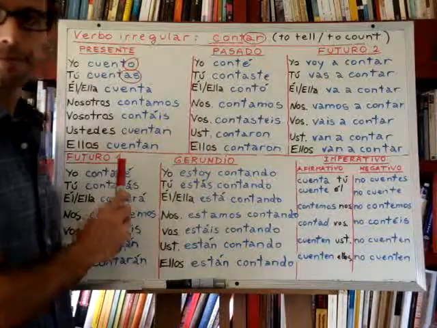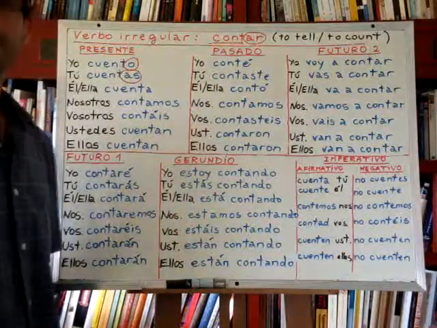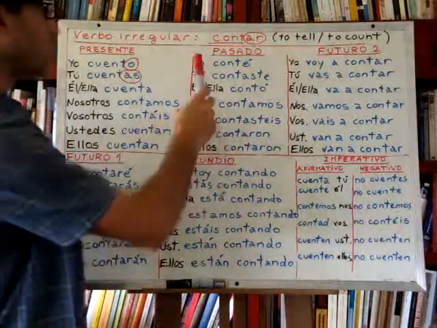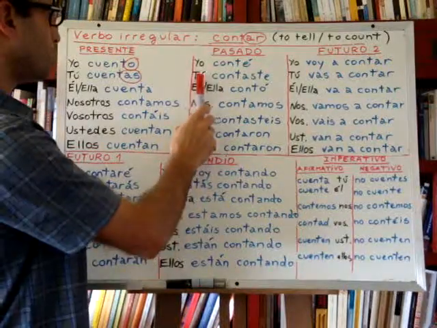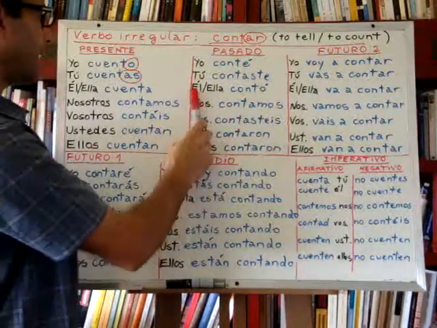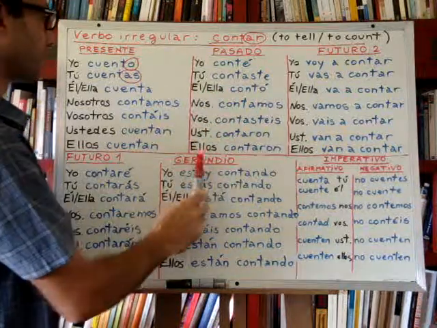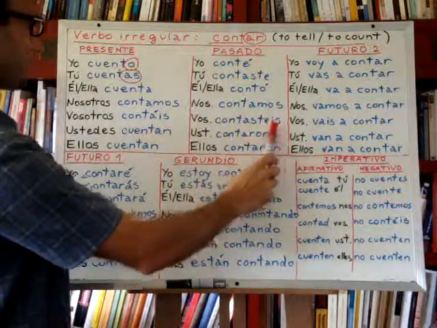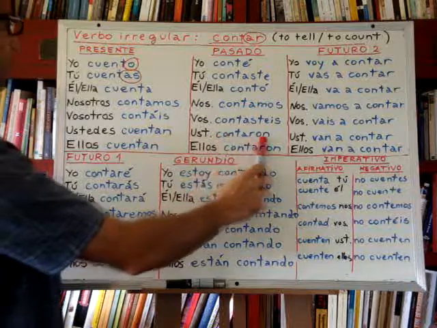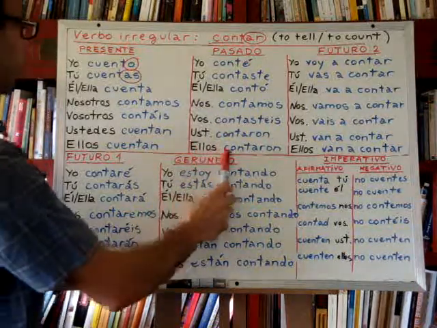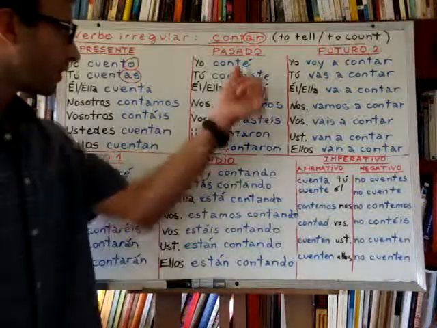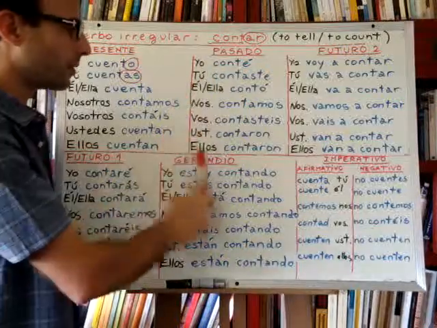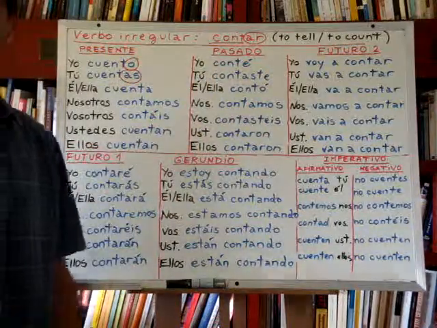In the simple past, pasado o pretérito indefinido, which is another name for the simple past tense in Spanish. Yo conté, tú contaste, él or ella contó, nosotros contamos, vosotros contasteis, ustedes contaron, and ellos contaron. So this is the simple past, and you can see that this verb contar is perfectly regular in the simple past tense.